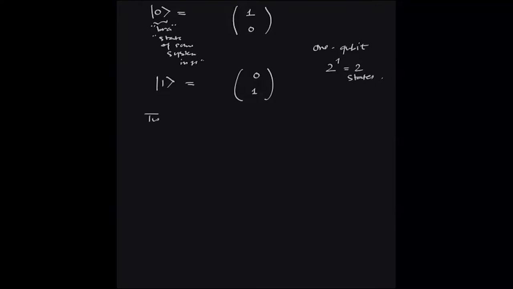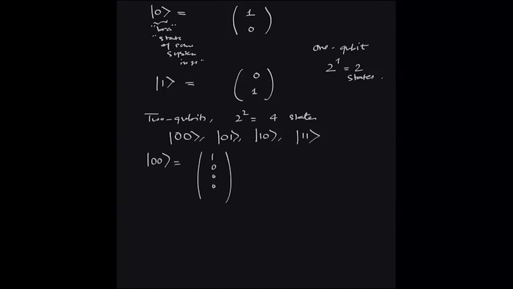What if we have 2 qubits? 2 qubits will have 4 states, that is 0 0, 0 1, 1 0, and 1 1. And each of them has a row representation. For example, 0 0 is this. We can multiply this again with itself. It's something like 1, 0, 0, 0. And for example, 1 1 will be something like 0, 0, 0, 1. Okay. So these are for 2 qubits because there are 4 entries inside this. And this is for 1 qubit.